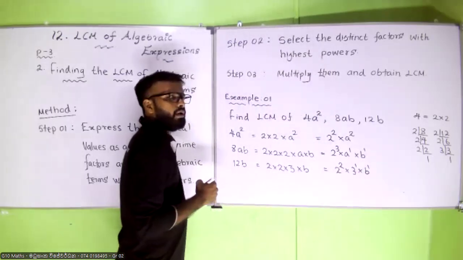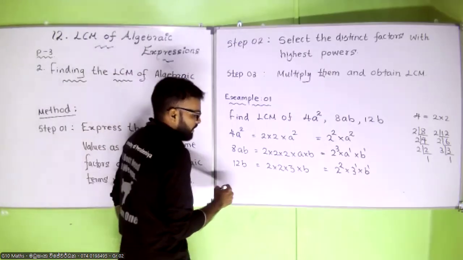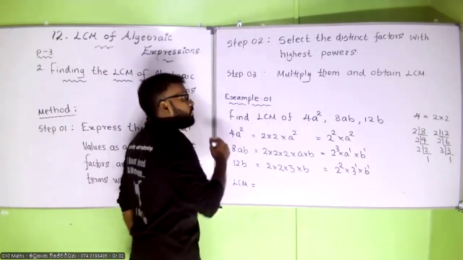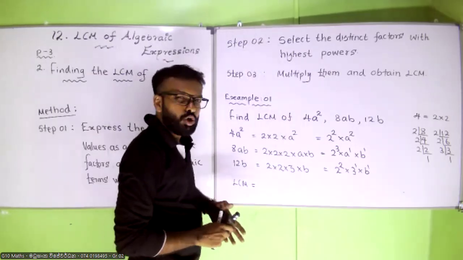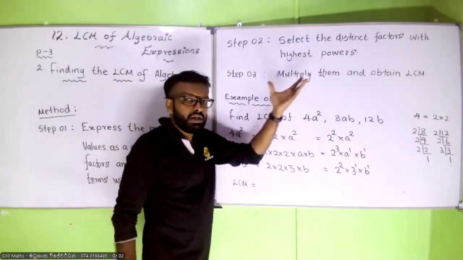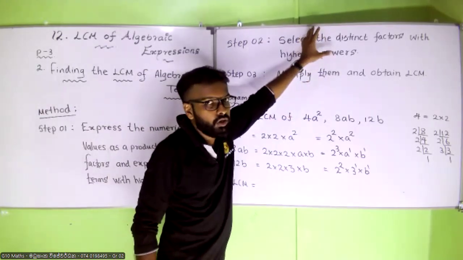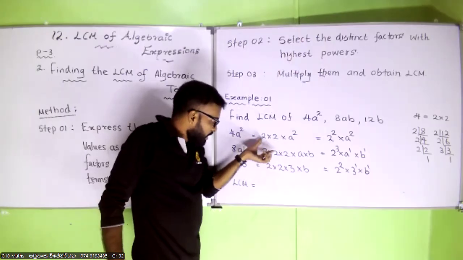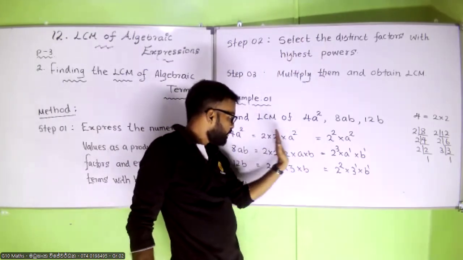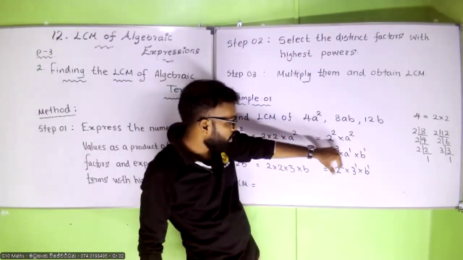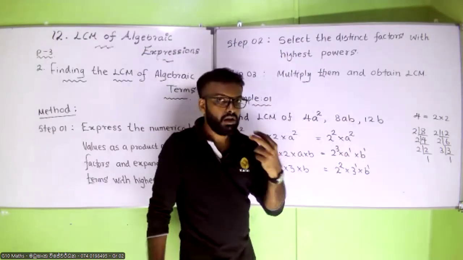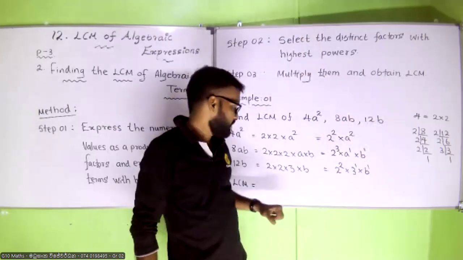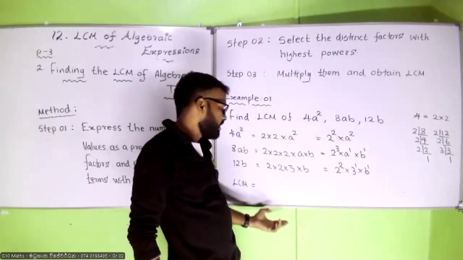So now how am I going to select the LCM? Using step number 2, in order to obtain the LCM, you know what to do. Just multiply the numbers that you have obtained in step number 2. Now this part is not needed, you need only this. By looking at this, if you can select the distinct factors with the highest powers, then you get the multiplication of that, and you can get the LCM.